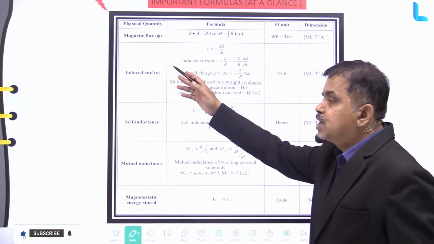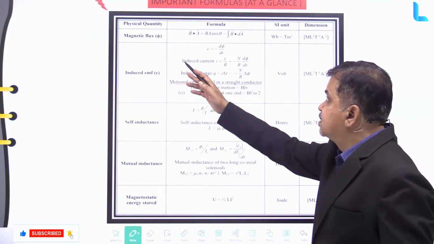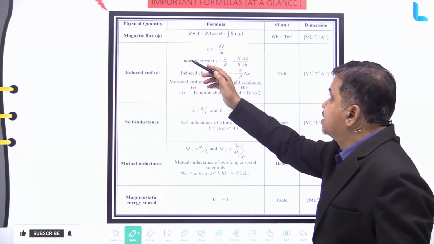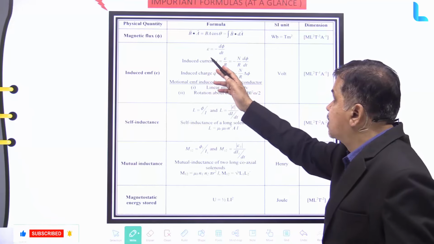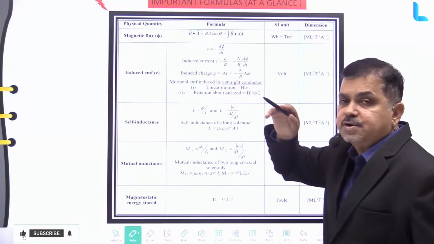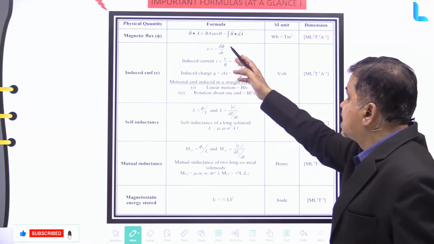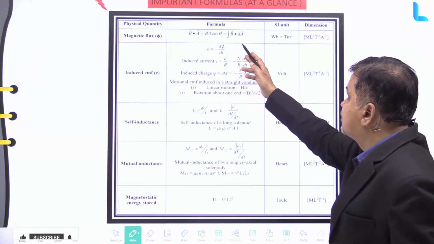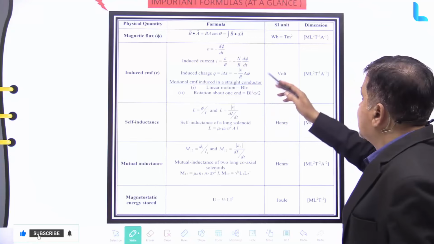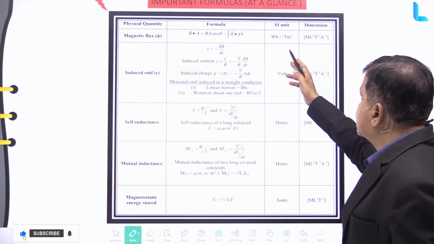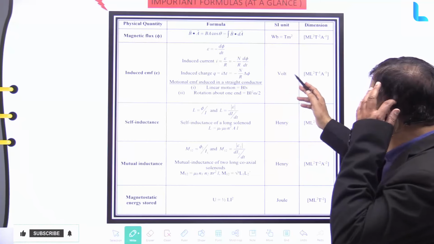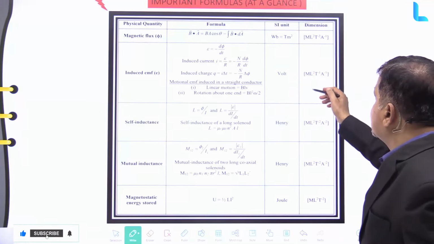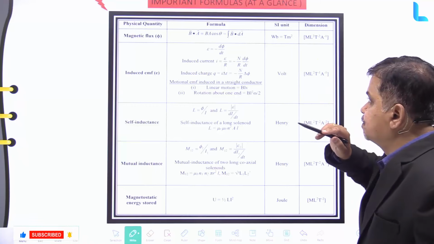The first physical quantity is the magnetic flux, represented by phi. Its formula is B dot A in vector form, which is equal to BA cos theta, and can also be written as the integral of B dot dA. Its SI unit is Weber, which is also equal to T m square, and its dimensional formula is given in the last column.